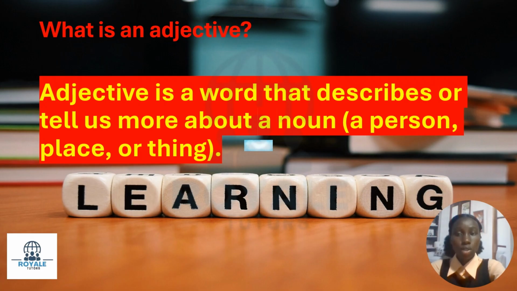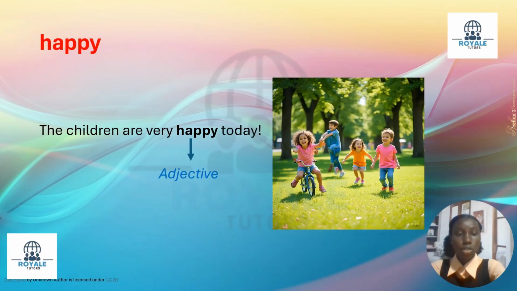Now, how can you describe these nouns? How can you tell us more about the nouns? Now, I will give you a word, and that's an adjective telling us more about the noun. Now, the word is happy. We have the children are very happy today. The children is a noun.